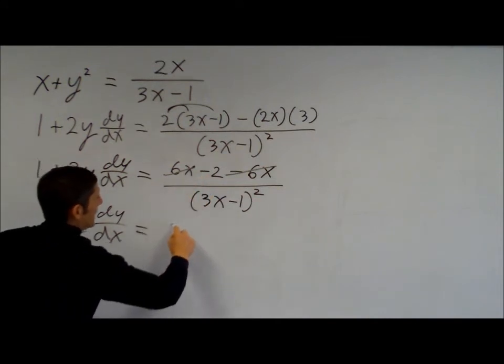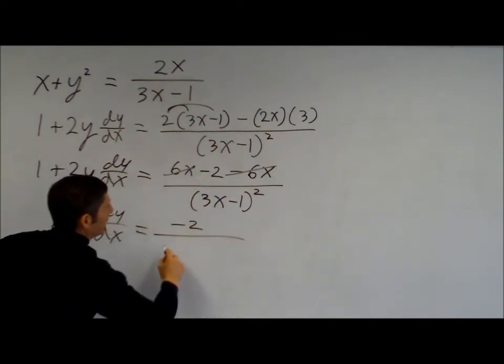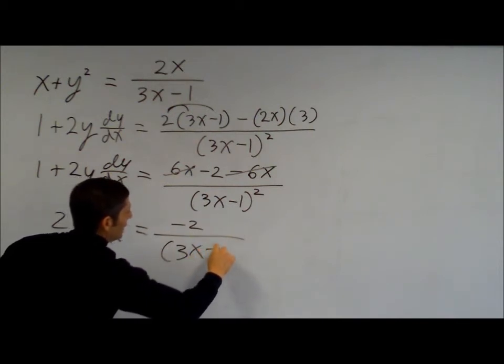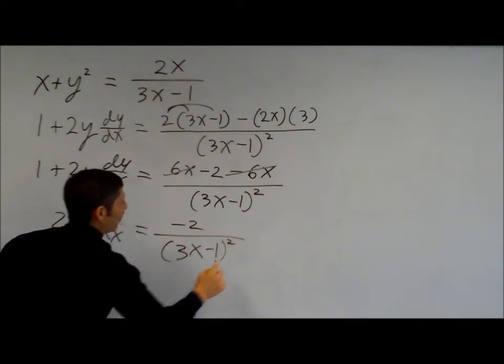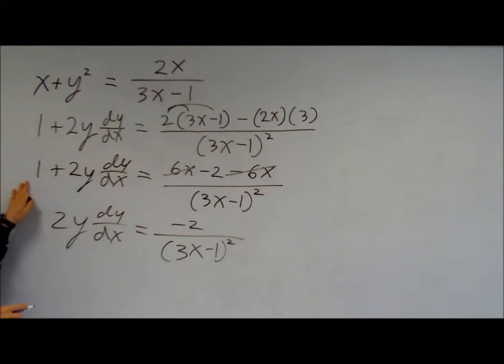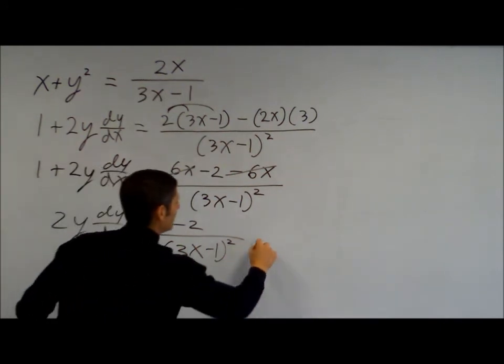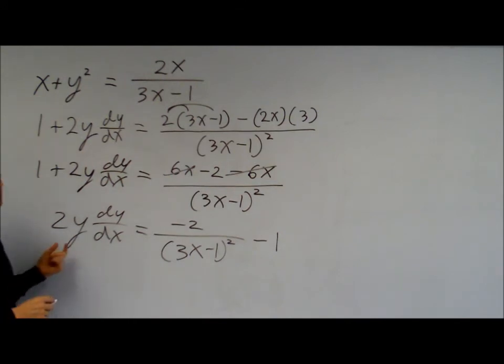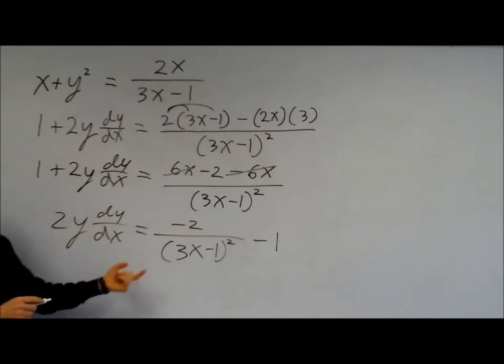I have this negative 2 on top. And on the bottom, I have this 3x minus 1 squared. And if I subtract this 1, that's minus 1. Oh, this one is going to be a little tricky. It is. So now I've got this 2y. Now to get dy/dx by itself, I have to divide by this.